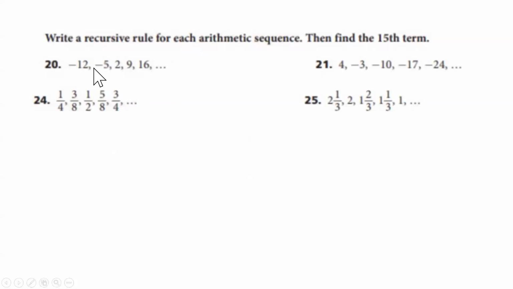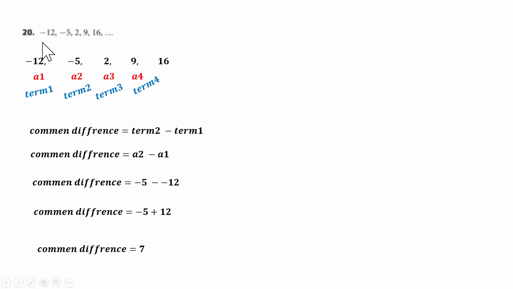This one says write the recursive rule for each arithmetic sequence. Okay, I took this one: -12, -5, 2, 9, 16. As I said to you, it's not important what the name is here. a1, a2, a3, a4 means term 1, term 2, term 3, term 4. It doesn't matter if it's a1 or u1 or l1 or f1, something like that. But it's important that you know this is first, second, third, fourth, and fifth. We have 5 terms.